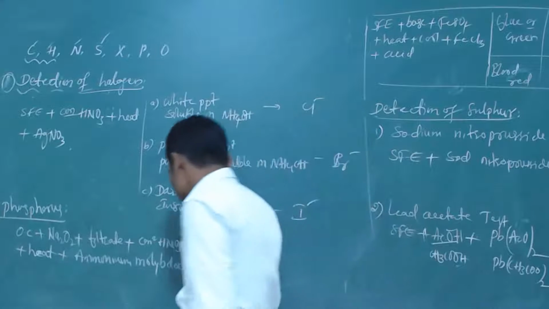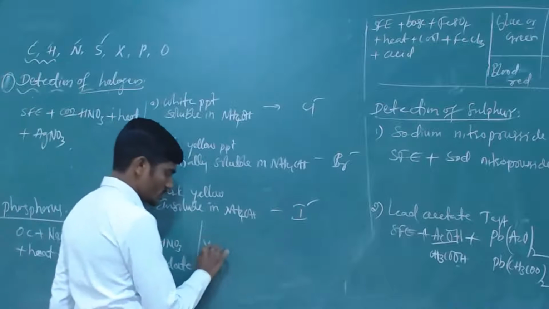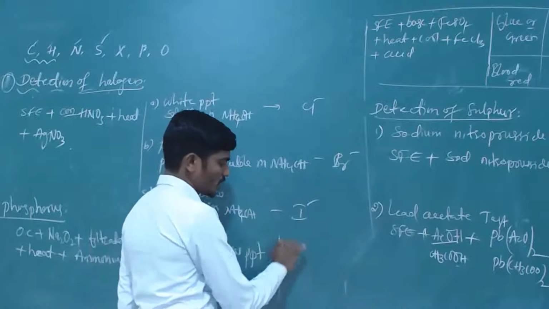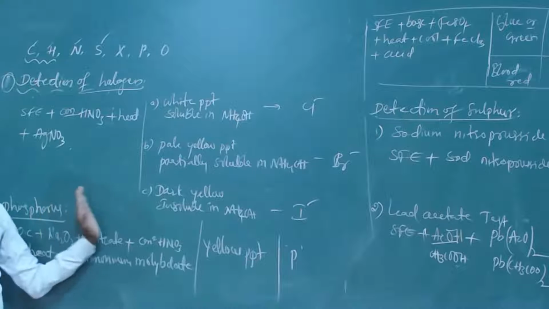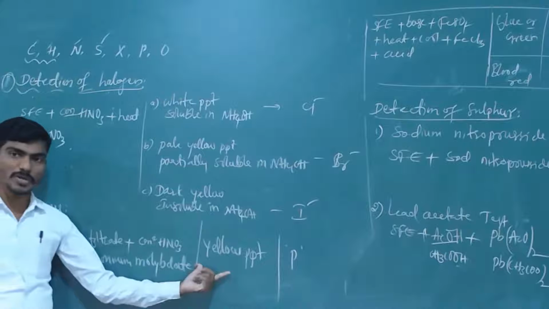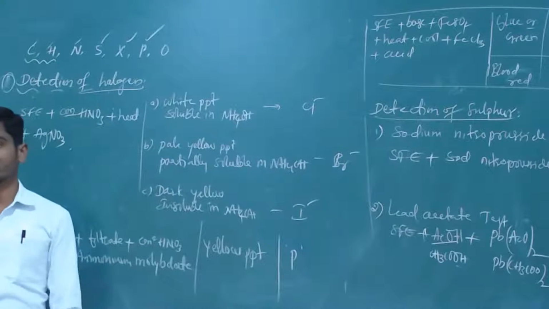So after adding this, you will get a precipitate. Yellow PPT, yes, yellow precipitate is observed in this. If you are getting yellow PPT, this indicates the presence of phosphorus. Yellow precipitate, phosphorus is present. The organic compound is oxidized by an oxidizing agent and then concentrated HNO3 and ammonium molybdate are added. If it gives yellow PPT, that indicates the presence of phosphorus.